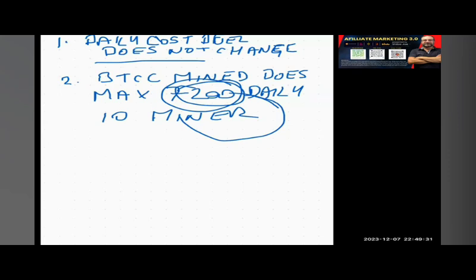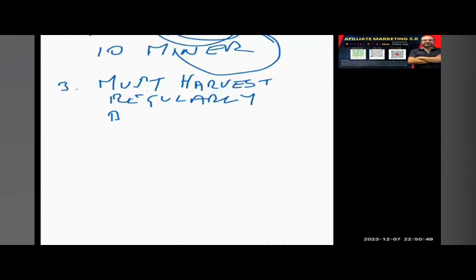It just costs more B fuel per BTCC mined, but the daily cost of the miner is the same. Hopefully that makes sense. The next thing to remember, you must harvest regularly, because you are constantly mining. So your B fuel is going up. You're not spending more B fuel per miner. The miner costs the same, $3 a day to run, $30 a day, or $300 a day. But every day that you're mining, you're accumulating more B fuel costs.